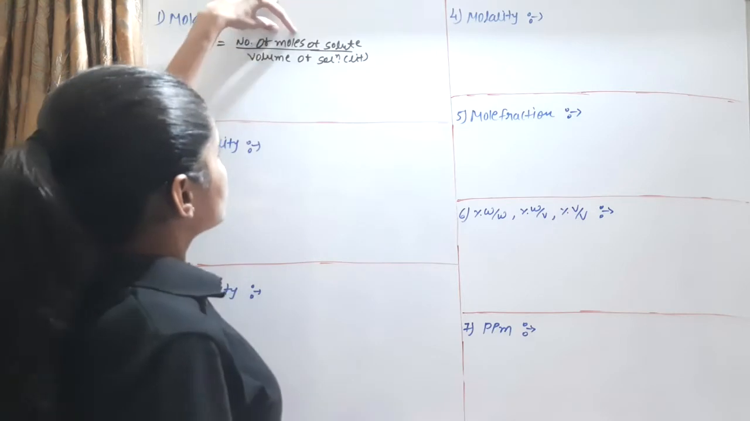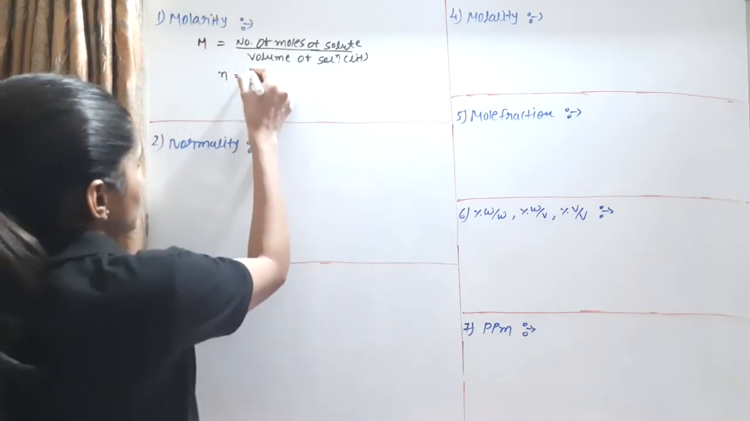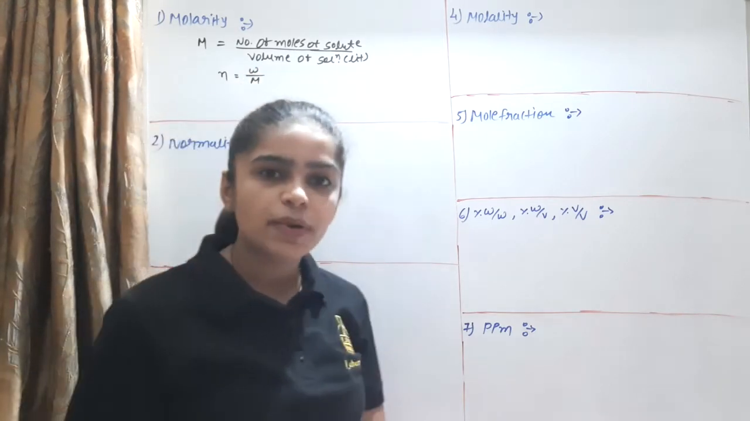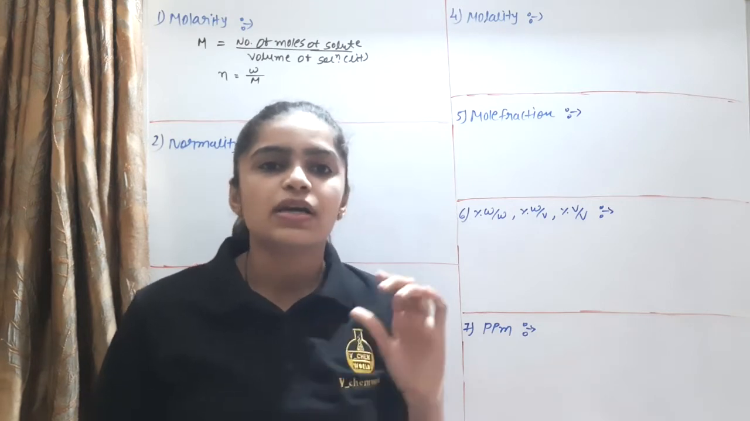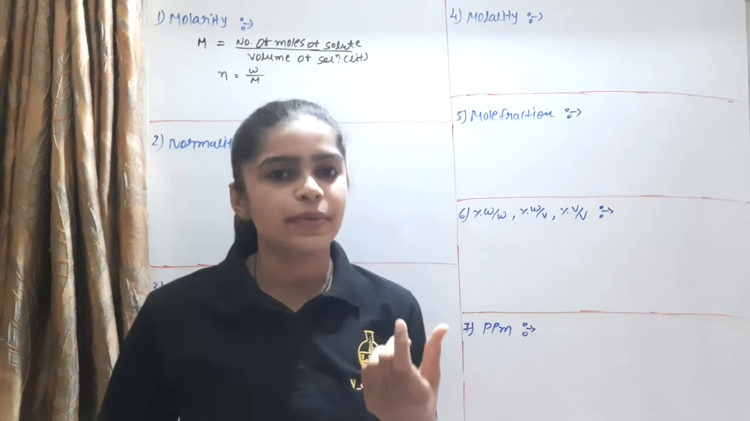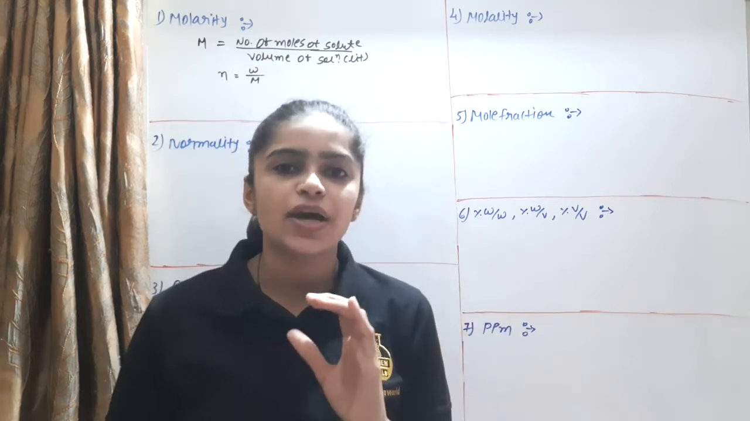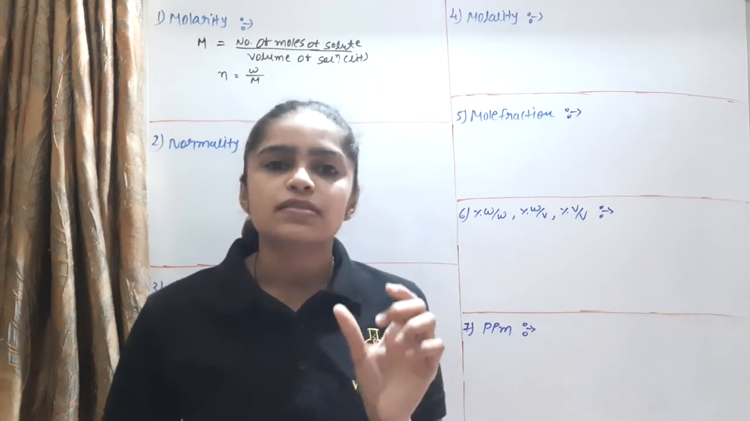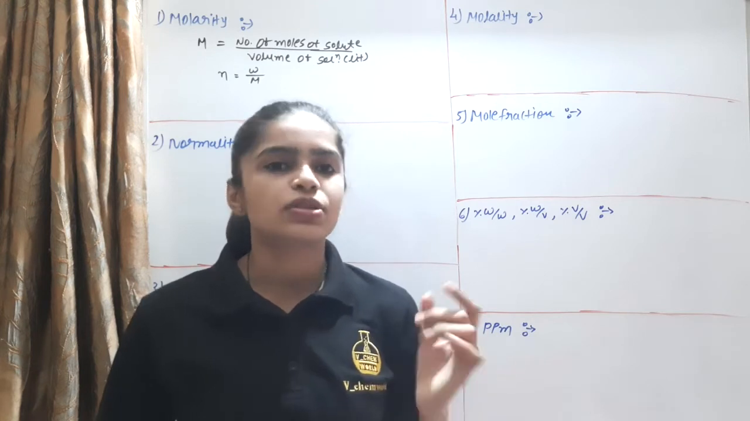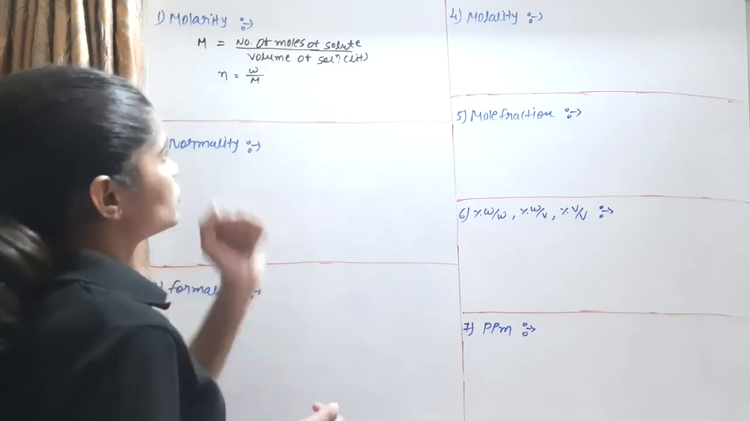First, we need to know the meaning of the mole. Mole is denoted by n, and this is the weight upon molar mass. How to find the molar mass? For example, find the molar mass of NaCl. Na has 23 and Cl has 35.5 atomic mass. The sum of atomic masses gives the molar mass. That way we find the molar mass of any compound. So n is equal to W by M.